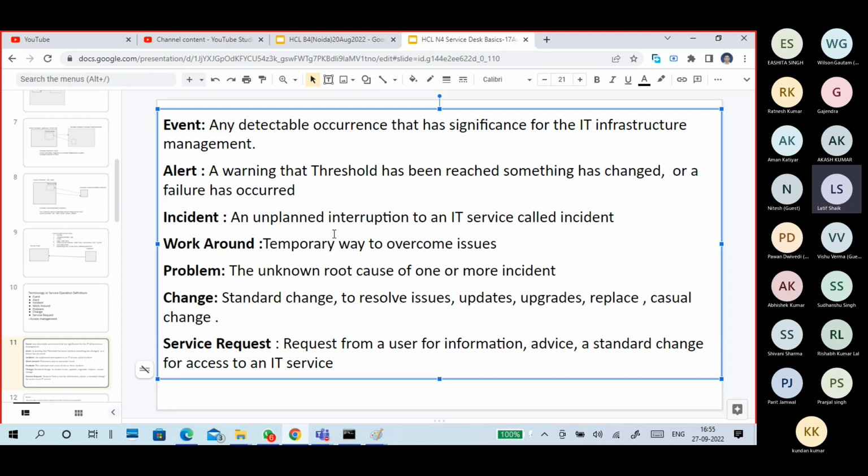So these are all event, alert, incident, workaround, problem, change, and service request. In service desk management, important notification means you got an issue, like your customer called you, your customer contacted you. So different meanings I already told. Either directly or by call, or maybe through mail or something, you received it. Okay, understand what the customer requirement is. The customer asks for some requirement or raises an issue.